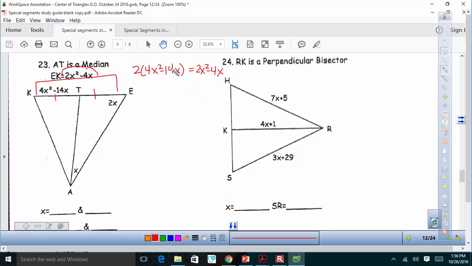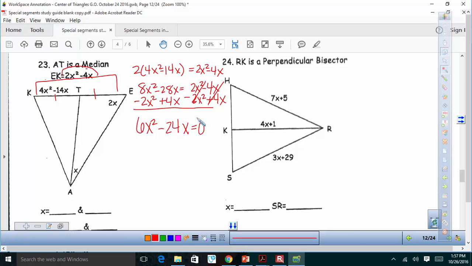Okay, so we distribute this 2 out. That gives us 8x squared minus 28x equals 2x squared minus 4x. So we know we're going to have to factor, so we get everything on one side. So we would subtract 2x squared, and that becomes 6x squared. I also need to move this 4x over. Since it's being subtracted, I'm going to add 4x to both sides. So then that gets rid of everything on my right. That gives me negative 24x.